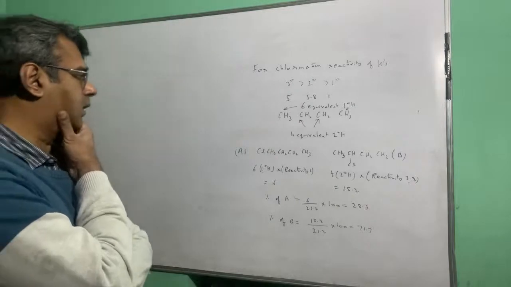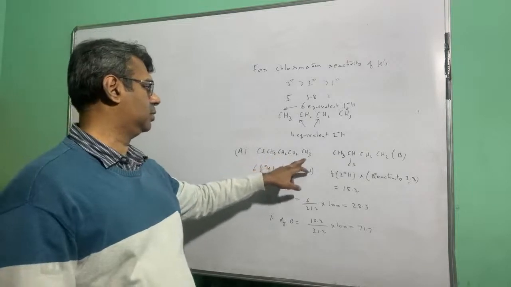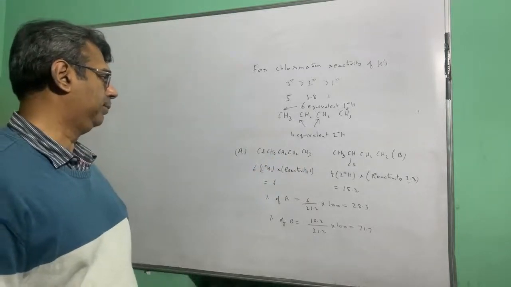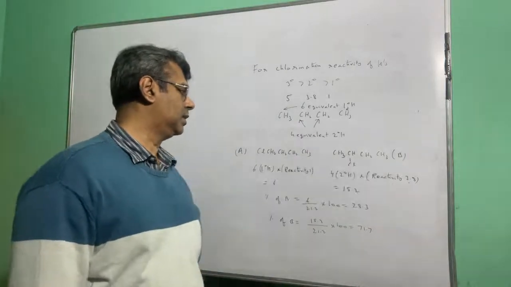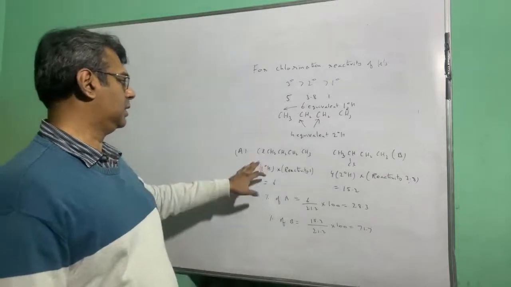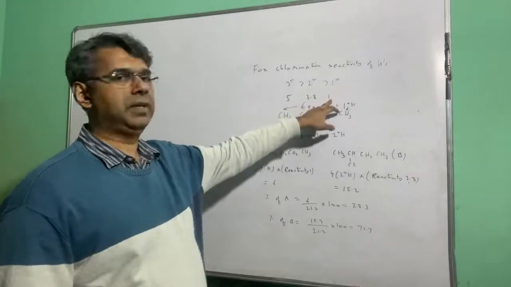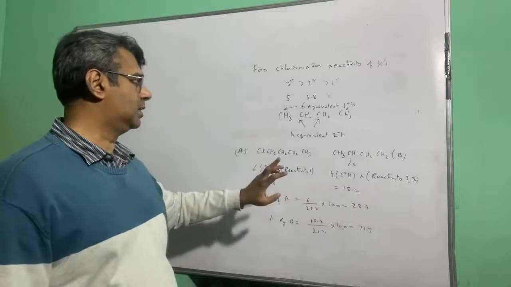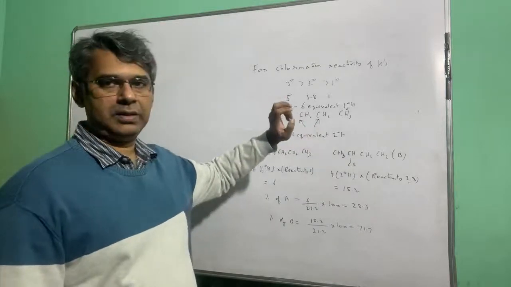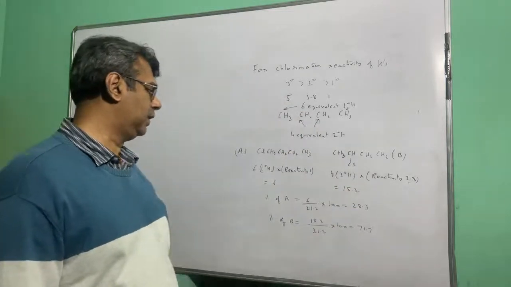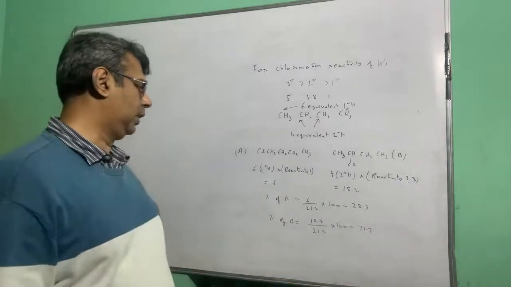If the chlorination happens over here, then the compound is A: Cl, CH2, CH2, CH2, CH3. If the chlorination happens over here, we call this compound B. If it is compound A, the chlorination is happening at primary hydrogen, and for primary the reactivity factor is 1, so 6 into 1 is 6. But if the chlorination is happening at secondary hydrogen, the factor is 3.8, so 4 into 3.8 is 15.2. Then 6 plus 15.2, the total is 21.2.